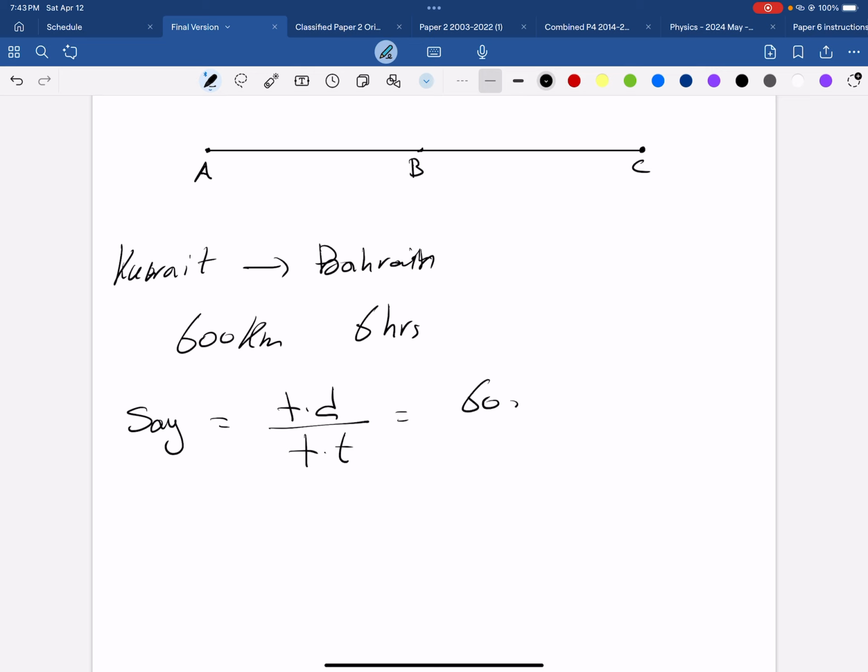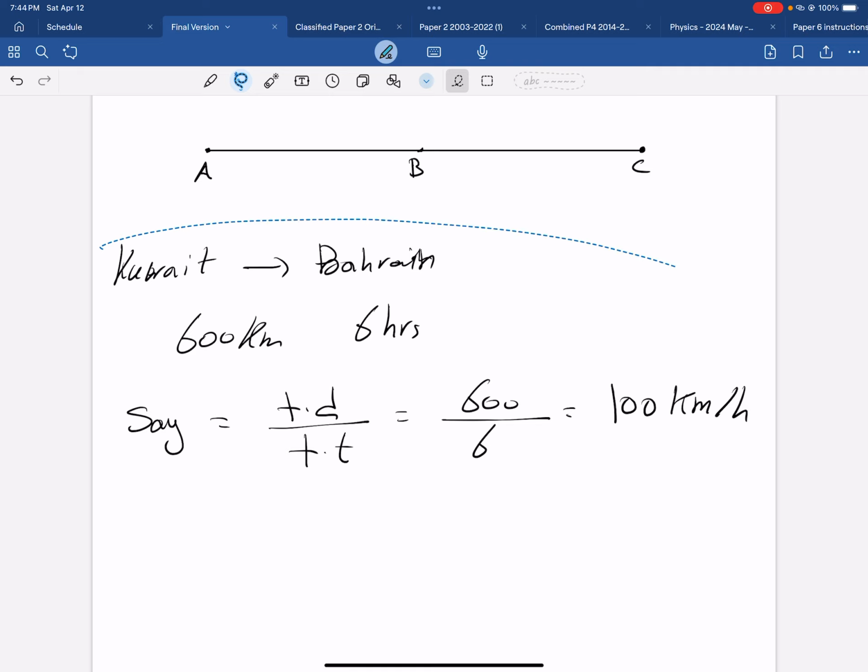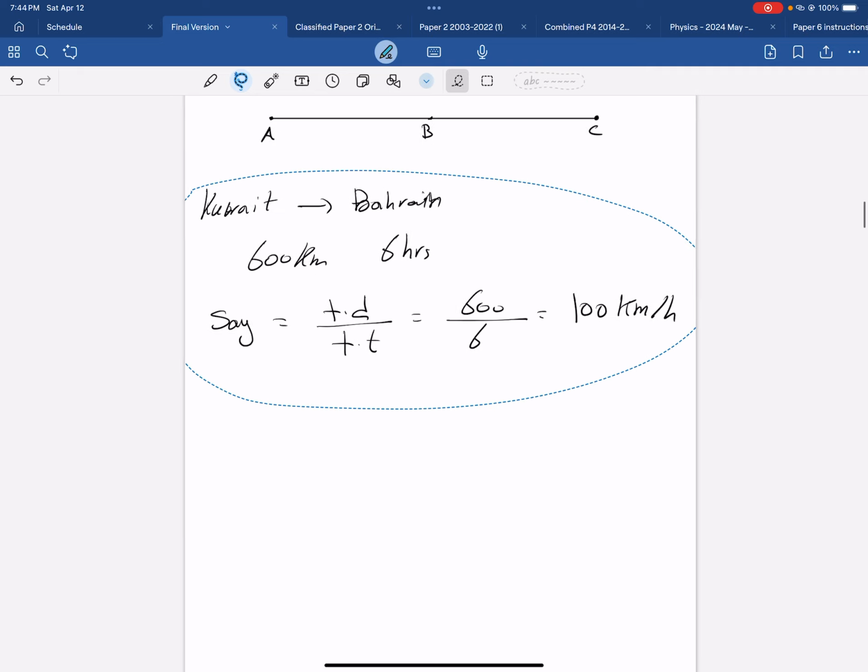So, that's gonna be 600 kilometers, which is the total distance covered, divided by the total time. So on average, you're gonna be driving at 100 kilometers per hour. Okay, that's what average speed is. So we don't account for the times that your speed went to zero or you stopped and so on. We just take the total distance divided by the total time, and therefore you calculate the average speed.